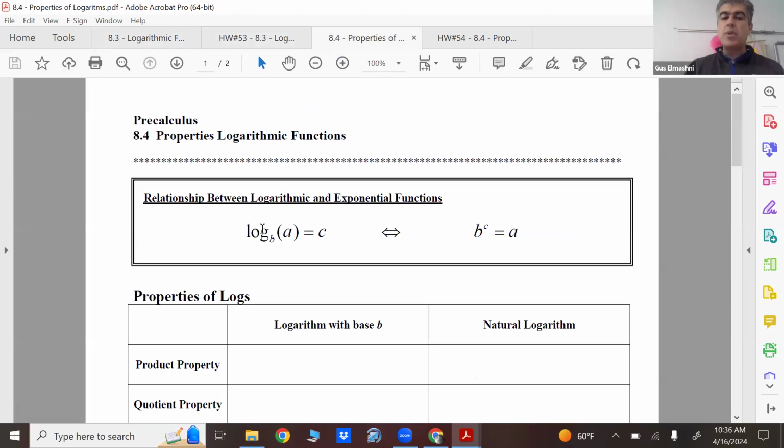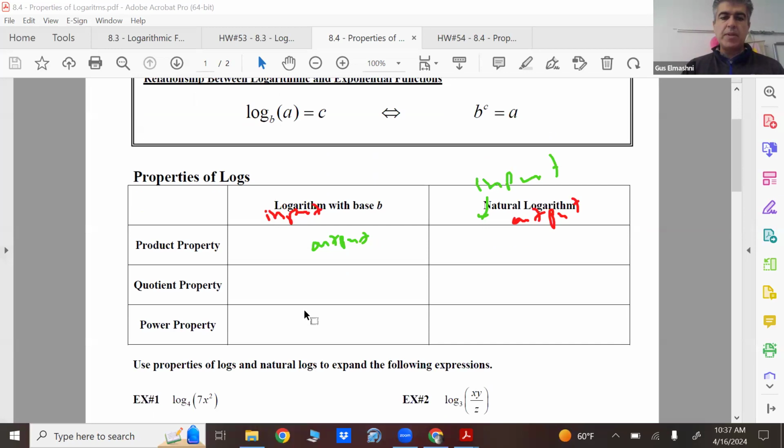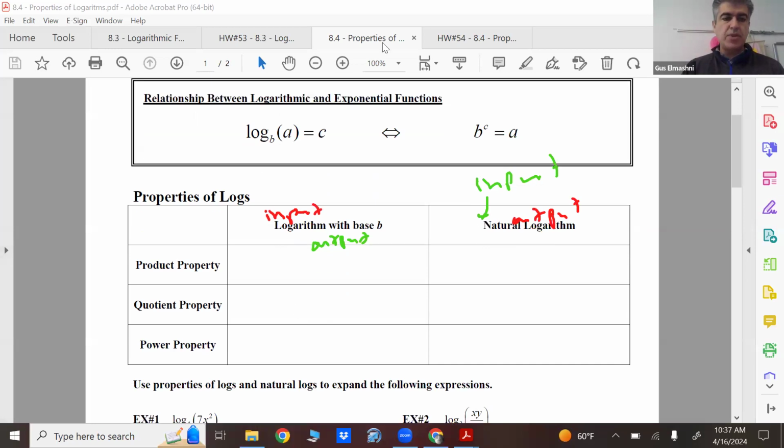So again, the relation between a logarithmic and exponential function is that log base b of a equals c is the same thing as b to the c equals a. So this is your input. Now that's your output, right? And this was the output. Now that's the input. That's why they're inverses of each other. Okay, very important. So that's the relation between log and exponential functions.